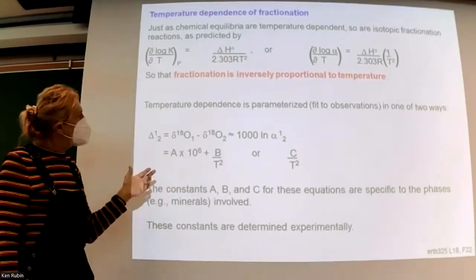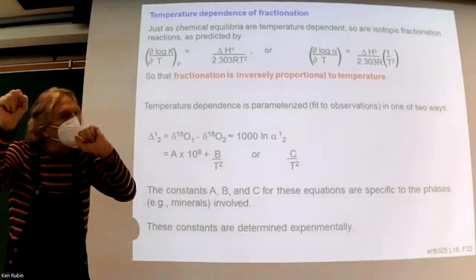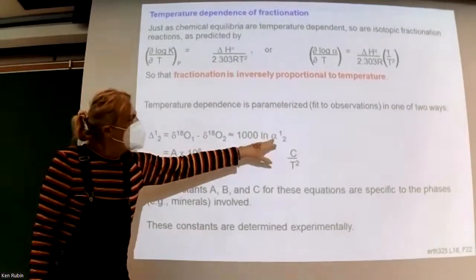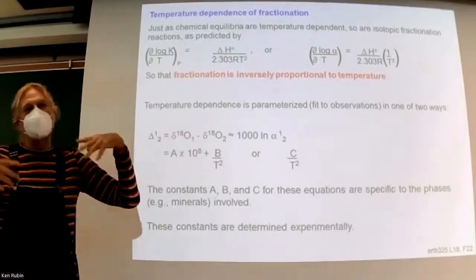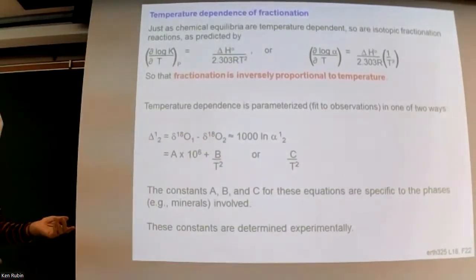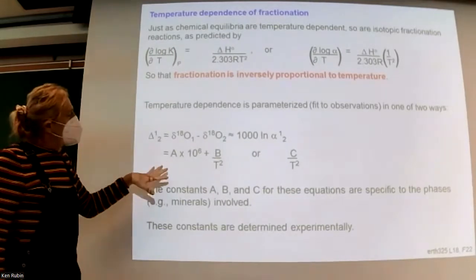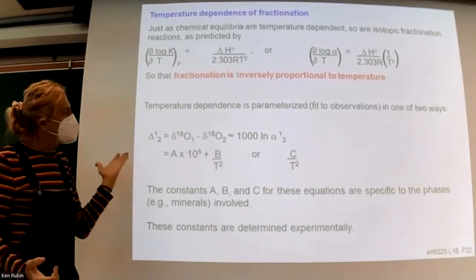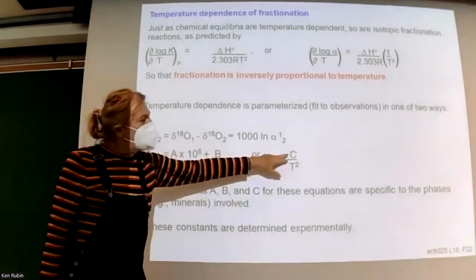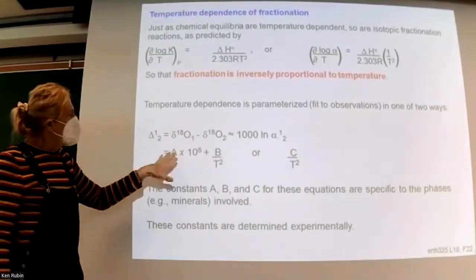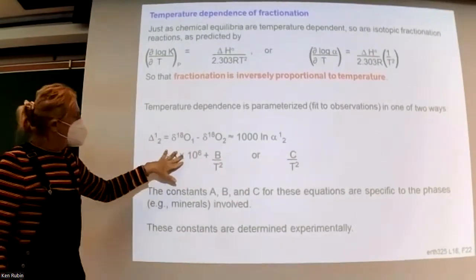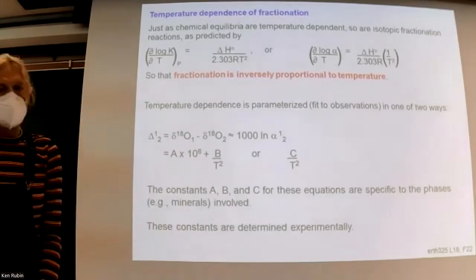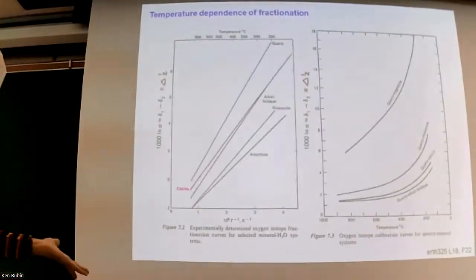So sometimes you'll see plots of that big delta, which is the difference between the little deltas, which if you recall was 1,000 natural log of alpha, alpha being the equilibrium constant, these being the ratios of isotopic composition in the materials times 1,000. They are parameterized by, you make these measurements, you look at the actual values, and they fit a line, and the line will have the form of either some constant over temperature squared, or sometimes a value A times 10 to the minus 6, because it's a small value, plus B. And different systems require slightly different parameterizations. So these are experimentally determined, and here are some examples of that.